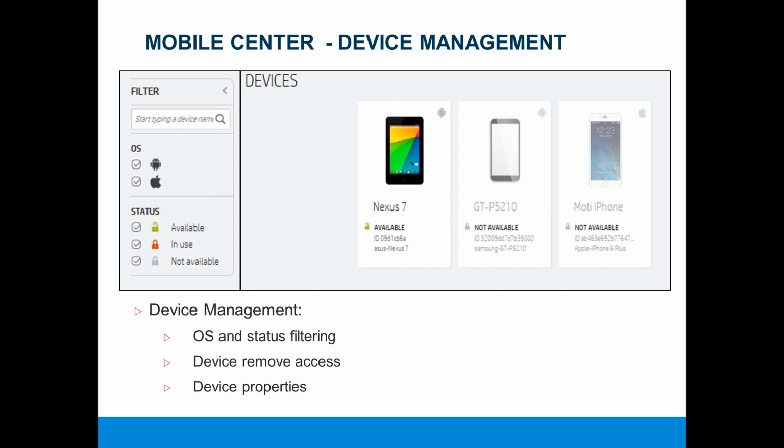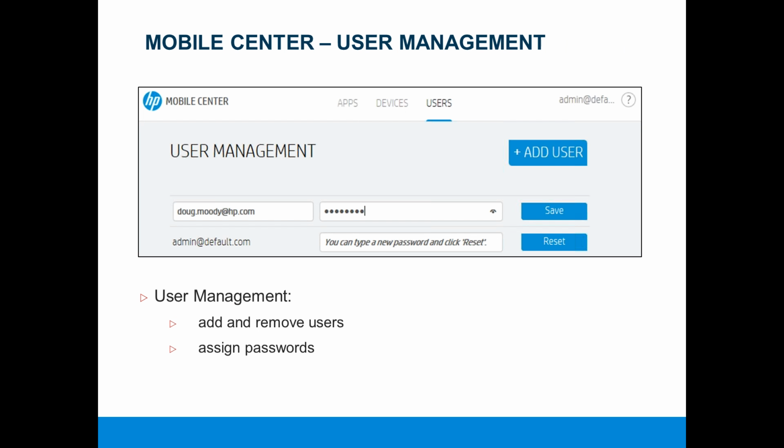The other area of management are the devices. So as you connect devices to Mobile Center, it'll appear on the device tab, and it'll tell you the status, whether it's available or not available, and whether it's in use. So if it's available, then that can be utilized for testing. If it's not available, somebody is probably creating a test on it, has it locked, doing something, setting something up on there, so it's not available for anybody else to utilize.